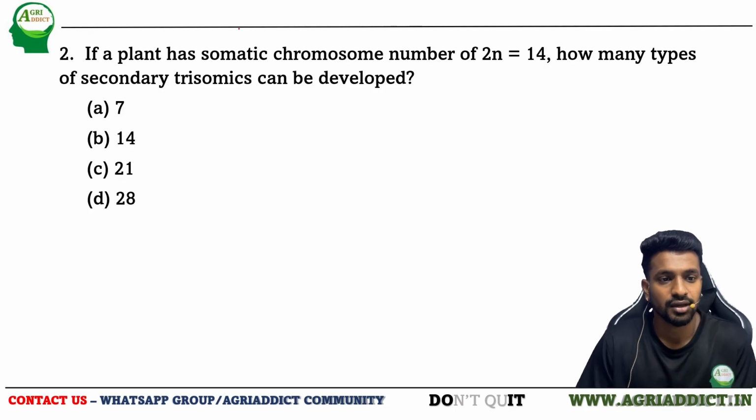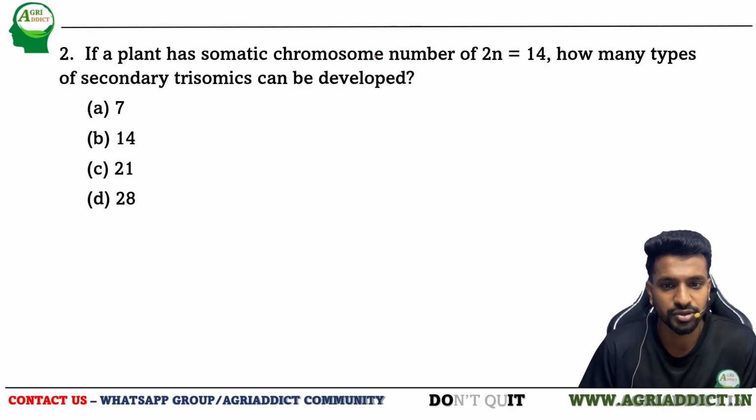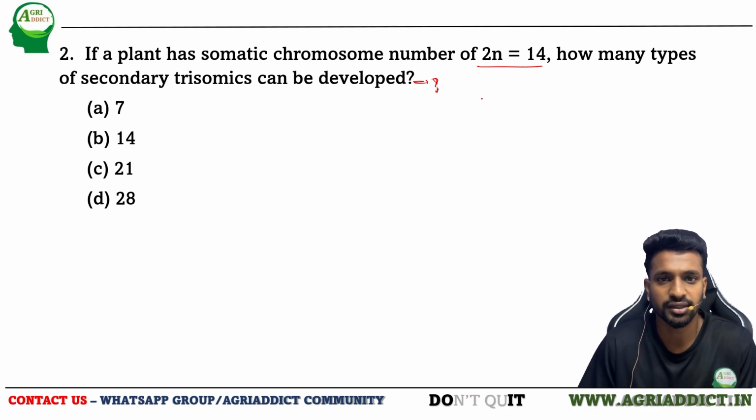Next question: if a plant has a somatic chromosome number of 2n equal to 14, how many types of secondary trisomics can be developed? So this is the same one which I have explained in the previous slide. So I would be expecting the answers from you. Just comment your answers on the video. I will definitely check it and reply to your answers.